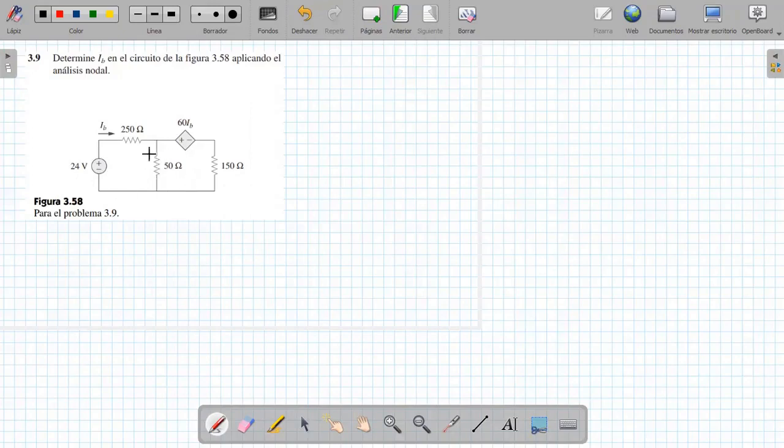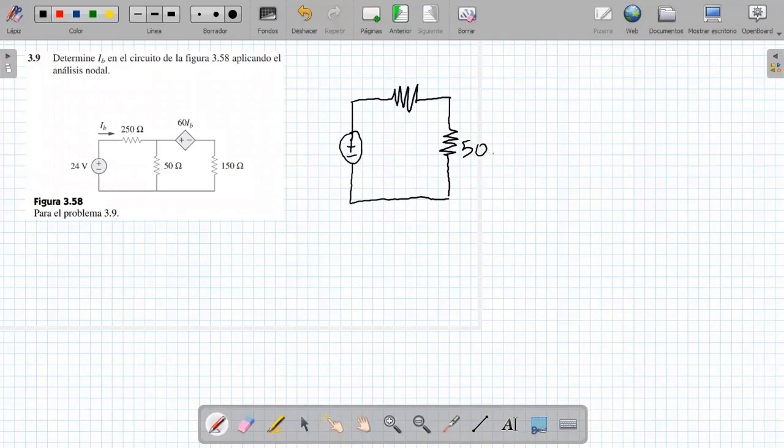Well, the first thing I always advise is to redraw the circuit in such a way that it is easier to understand. For example, here I am going to swap this voltage source with this resistance. Since they are in series, nothing changes and the analysis will be easier. So, redrawing the circuit, I get a resistance here, another resistance here, 50 ohms, and 250 ohms.